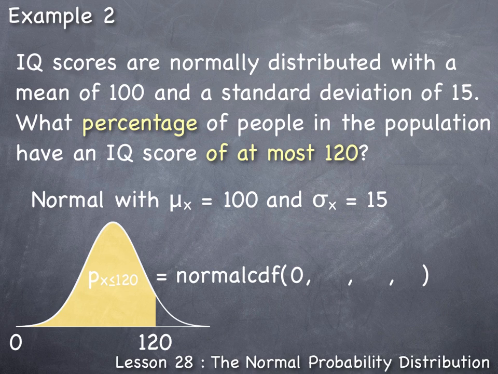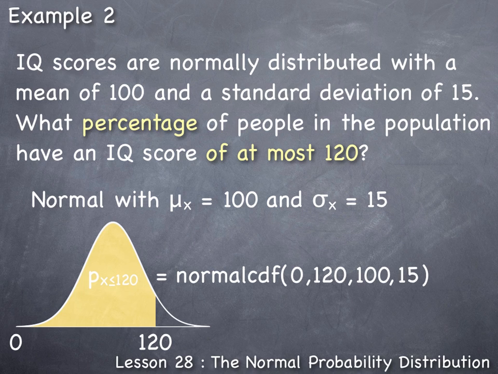Comma, the U, the upper limit here, is an IQ of 120. So here we're finding the percentage of the people in the population have an IQ score between 0, which is the minimum, up to 120, which is the most. The last 2 numbers are mu sub x and sigma sub x, the mean and the standard deviation. Mu sub x, the mean IQ score, is 100, comma, sigma sub x, the standard deviation, is 15.